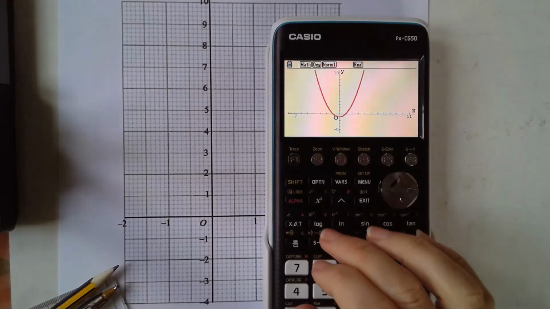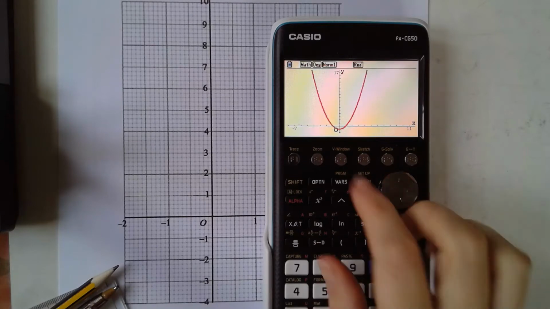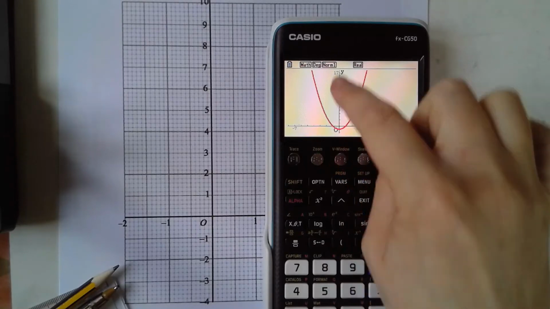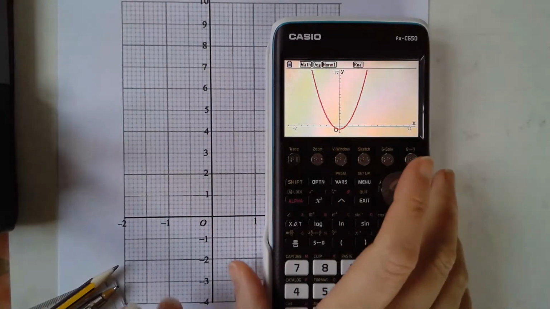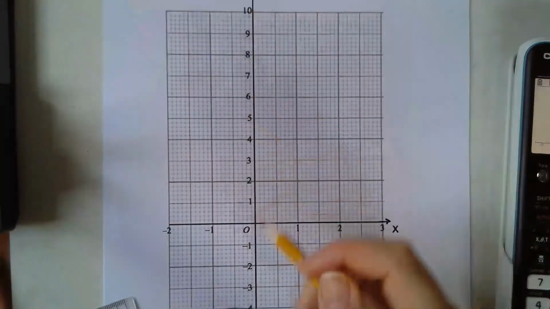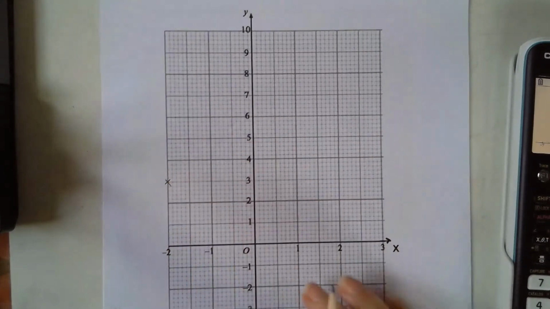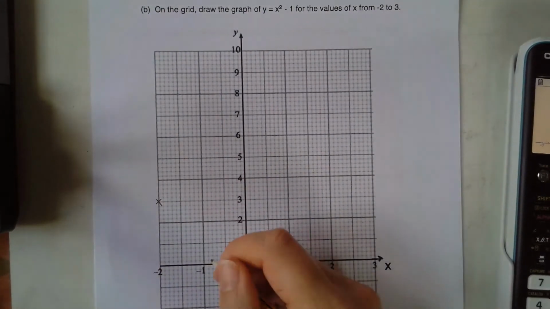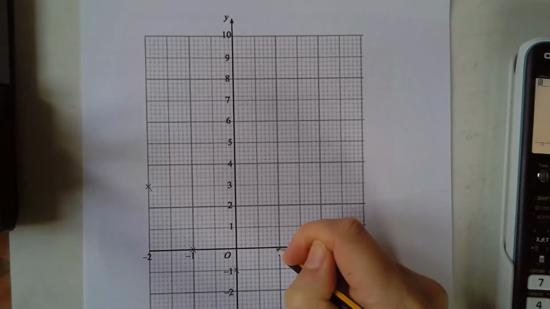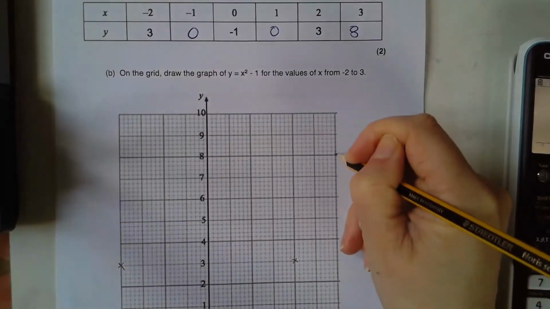Okay. So here we go. That's what it looks like. It's a parabolic curve, and it has its line of symmetry about the y-axis. Is that what it's going to look like on here? So at -2, I plot the point 3. Always use a cross for accuracy. -1 is 0. 0 is -1. 1 is 0. 2 is 3, and 3 is 8.